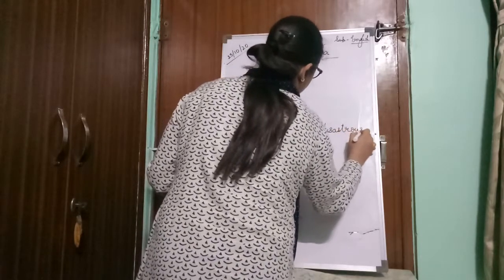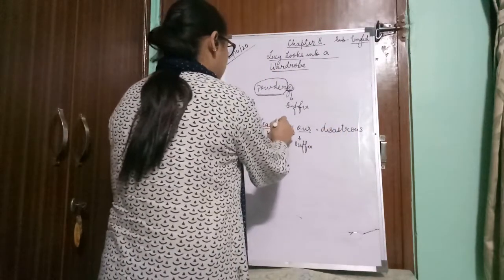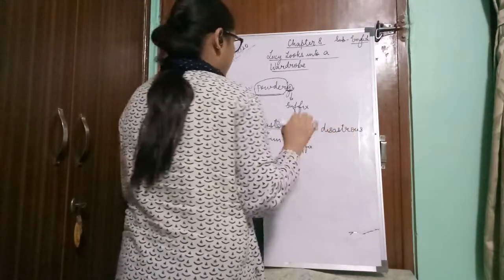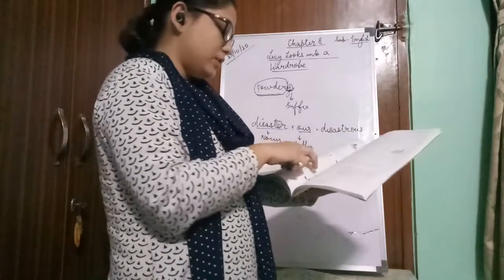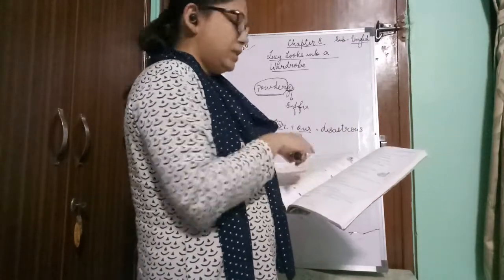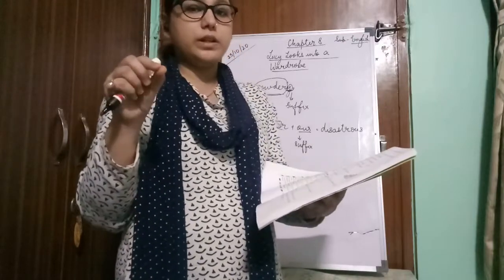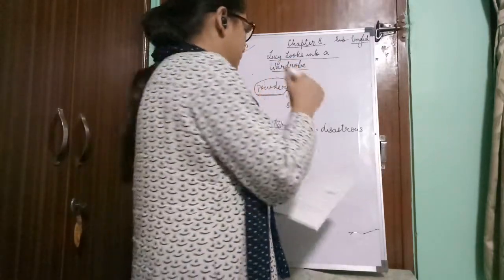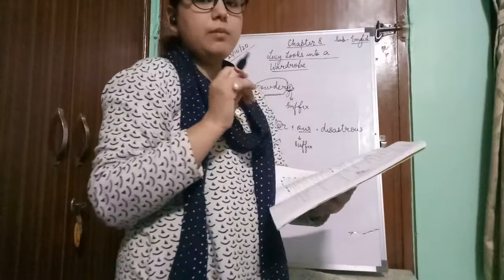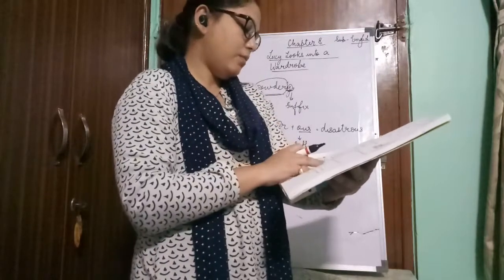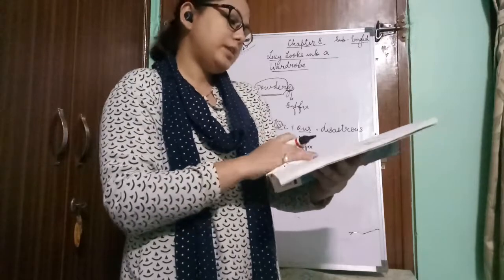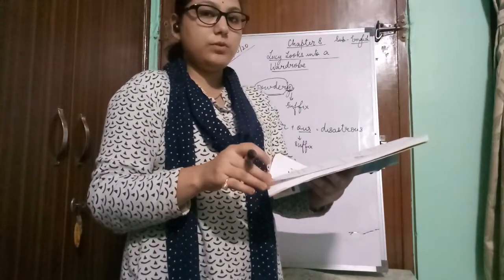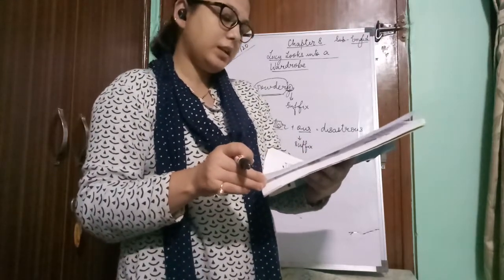So here what do we notice? That this e is removed from this part, and ous is added. So this is what is written: sometimes in changing a noun to an adjective by adding suffixes, we may have to delete one or more letters from the end of the word. Now on the next page we have an exercise related to it which we have already discussed in the class.